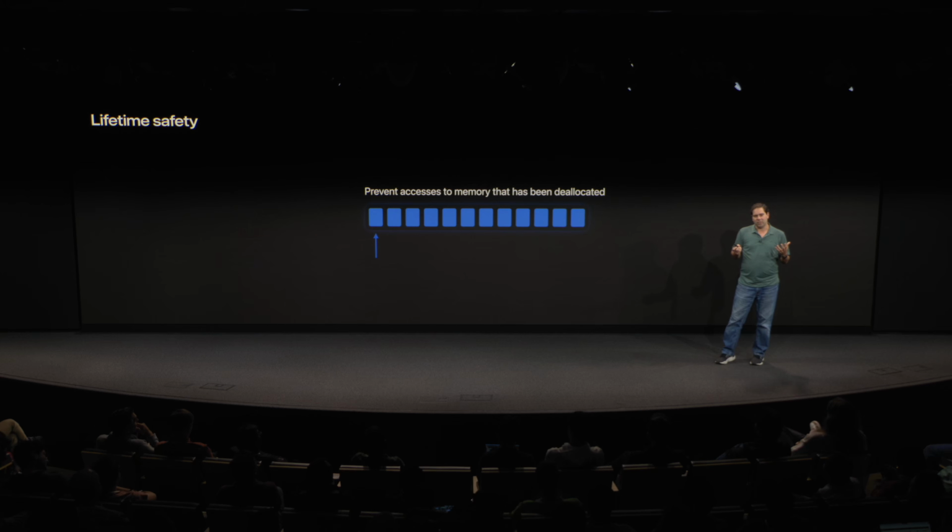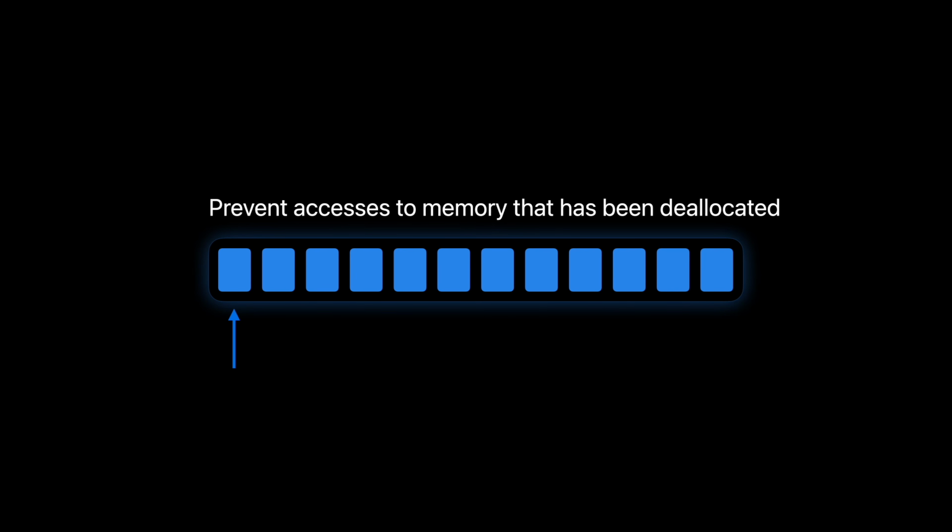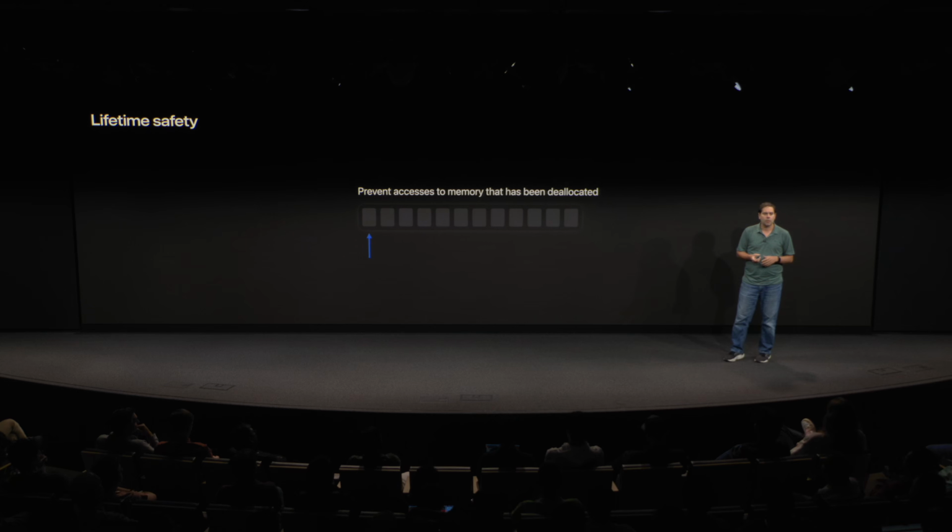So lifetime safety is what ensures that when you access memory, that memory is still valid. Now in C, it's fairly easy to write code that violates lifetime safety with something like a use after free, where the code frees some allocated memory and then tries to access it through this stale pointer, which could now refer to something completely different.